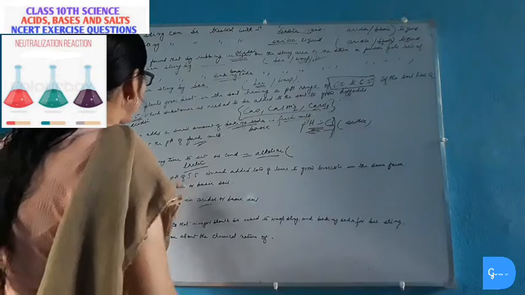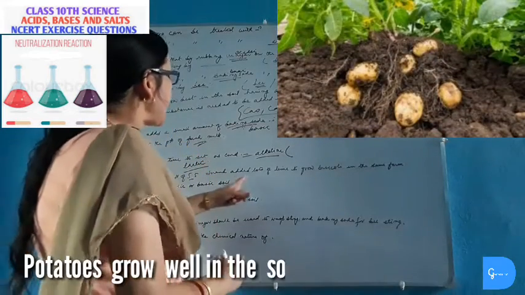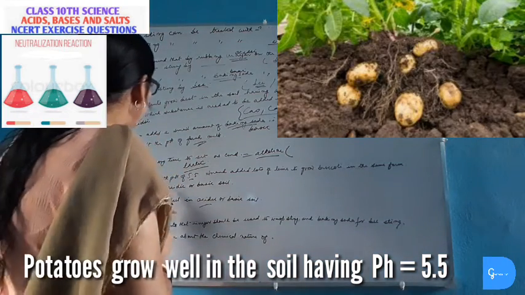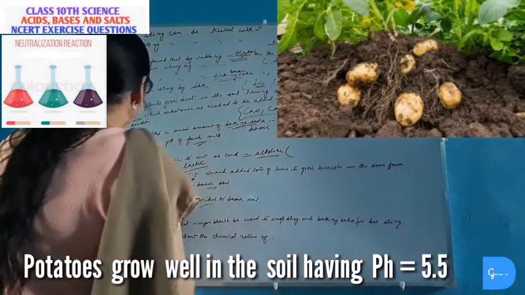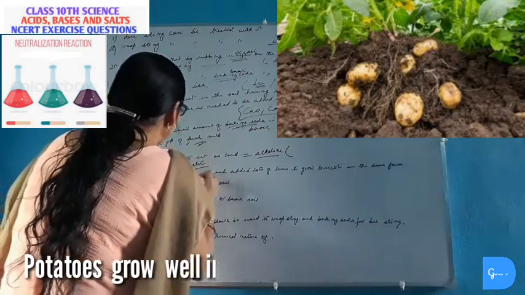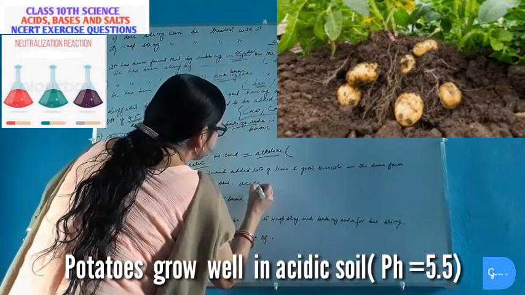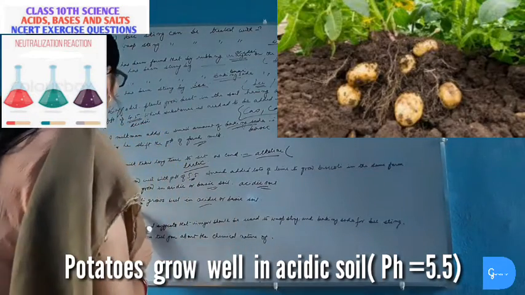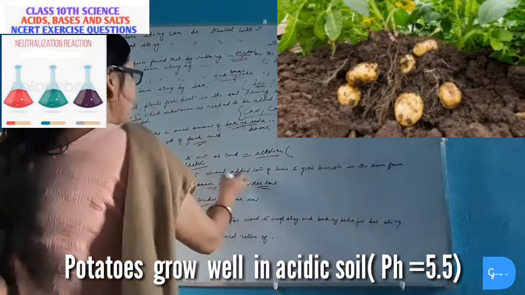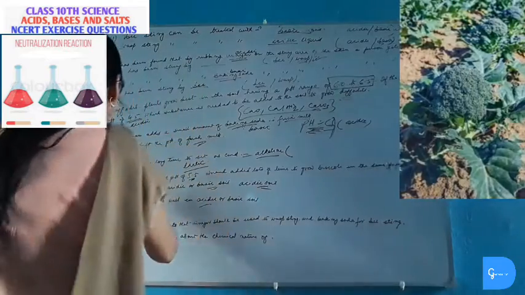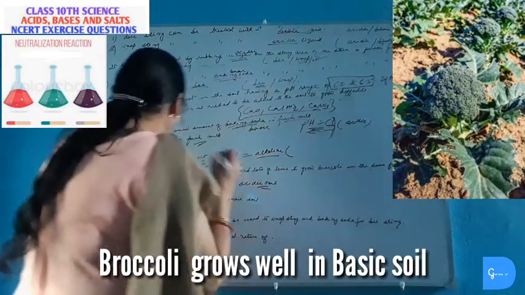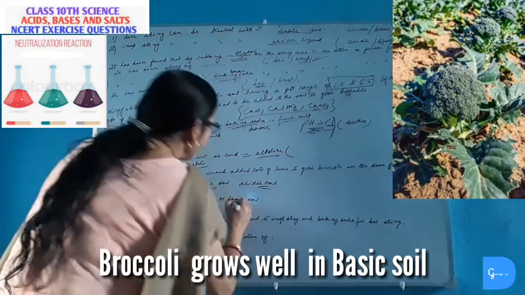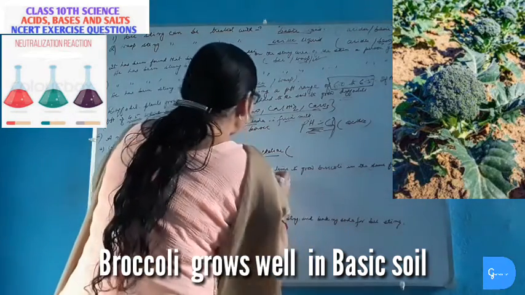Potatoes grow well at a pH of 5.5. Anand added lots of lime to grow broccoli on the same farm. Do potatoes grow in acidic or basic soil? Potatoes grow well at a pH of 5.5, which means potatoes grow well in acidic soil. Does broccoli grow well in acidic or basic soil? He added lime, which means he added some base to grow broccoli. That means he wants to increase the pH. So broccoli grows well in basic soil, as he is adding lime in the field.